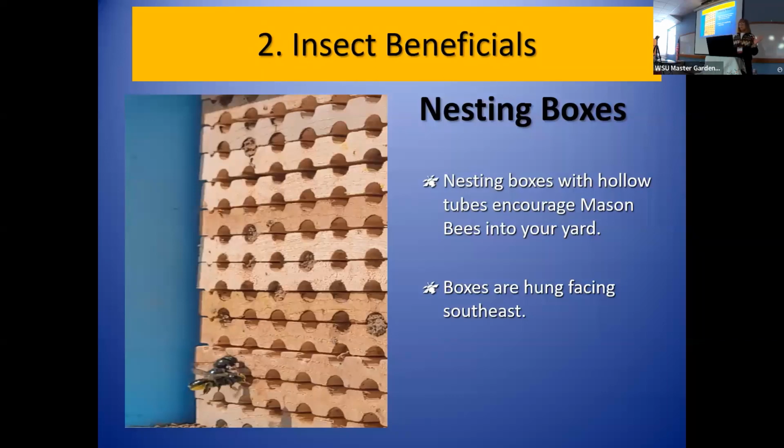Now the boxes are hung off to the southeast. So as you put them into your yard, you hang them to the southeast. Does anybody know why you hang them to the southeast? Morning sun. Morning sun, exactly. So think about it. All insects are cold-blooded. So that morning sun hits those boxes and it starts to warm up the box. And then the bees start to warm up and then they can get out and start to forage.